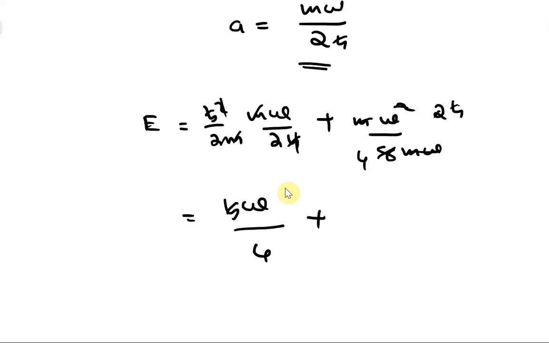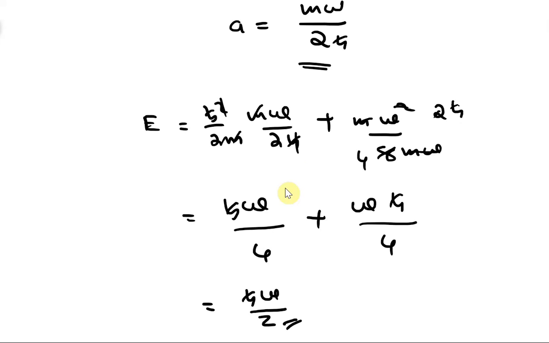So what else is there? Omega h cross divided by 4. That's it, right? So h cross omega 1 by 4, plus 1 by 4. So that is going to be h cross omega divided by 2.